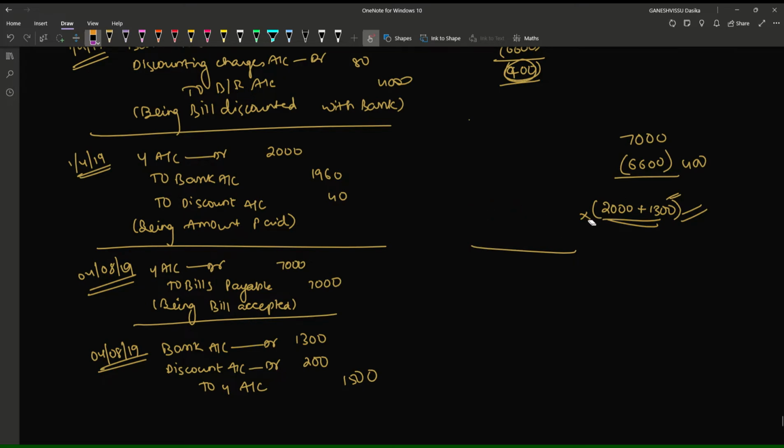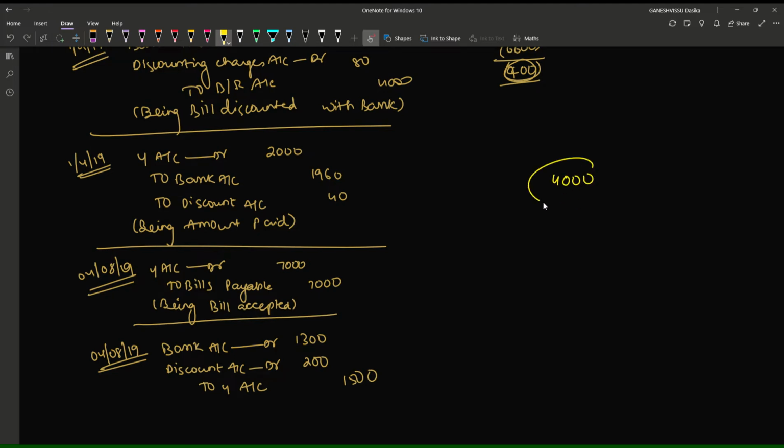I'll explain one more thing also. What is the previous ratio agreed by X and Y? 50-50, right? Out of this 4,000 rupees, 2,000 is there for X and 2,000 is there for Y. 2,000 is there with X and 2,000 there with Y. That means 50% ratio is there, that is 1:1 ratio they have distributed.